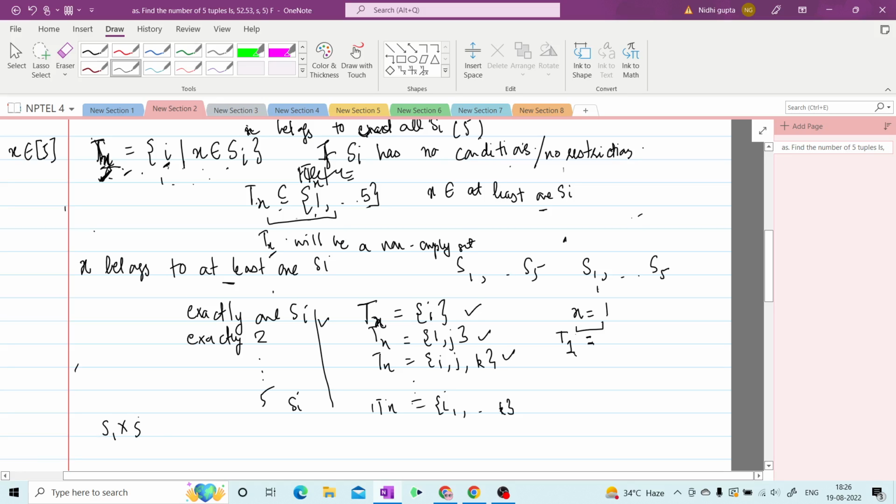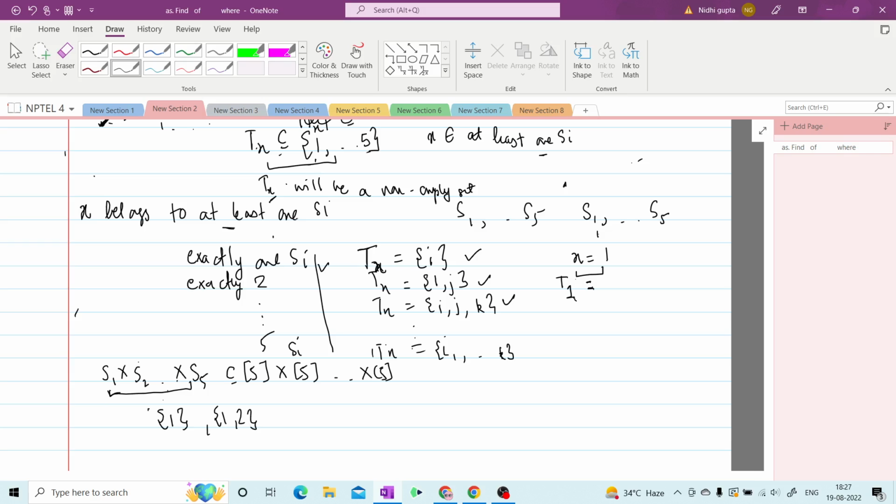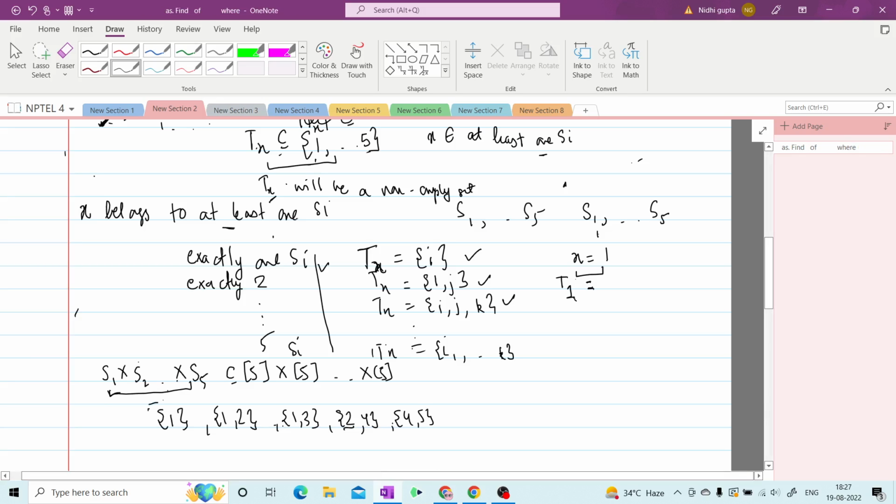So first of all, S1 cross S2 cross S5. Each Si is a subset of 5 cross 5. Now I'm giving you one element of this set. If we are considering all 5 tuples, this is one possibility: 1, 1 comma 2, 1 comma 3, 3 comma 4, and 4 comma 5. Suppose this is one. This is a 5 tuple that we are required to find, right?